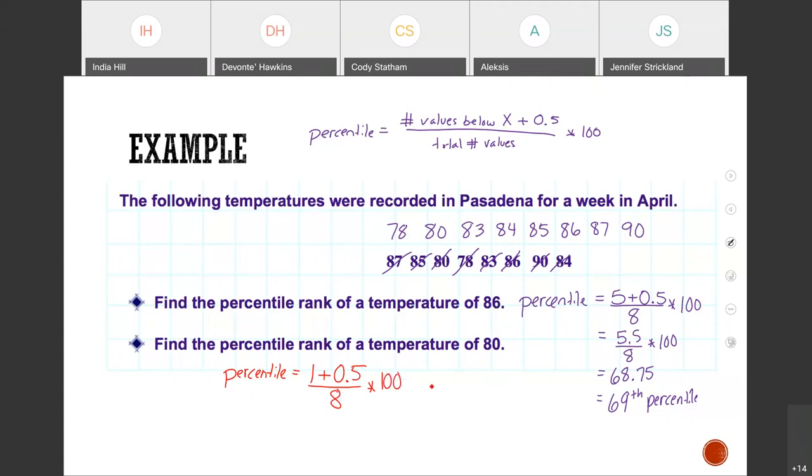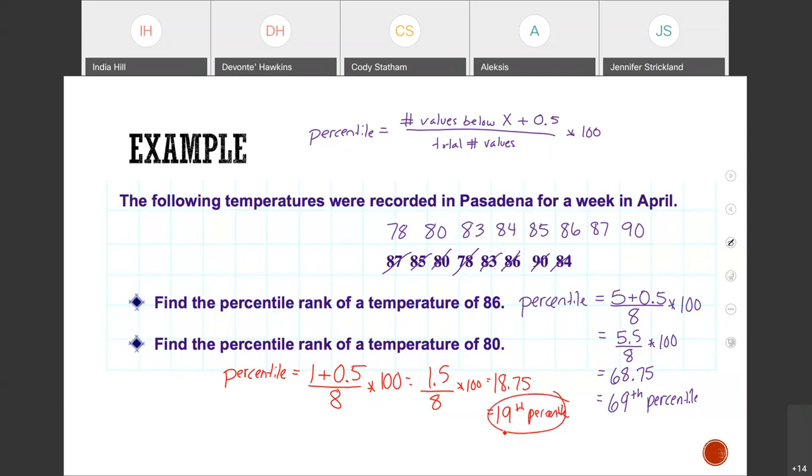So I'm going to do 1.5 divided by 8 times 100. And remember, we're going to round this to the nearest percentile. So what do you guys get? 19, good. You get 18.75. And again, we're going to round to the nearest percentile, so that would be the 19th percentile.